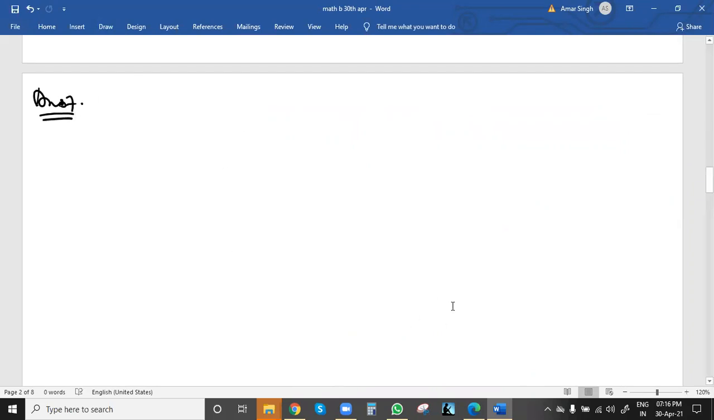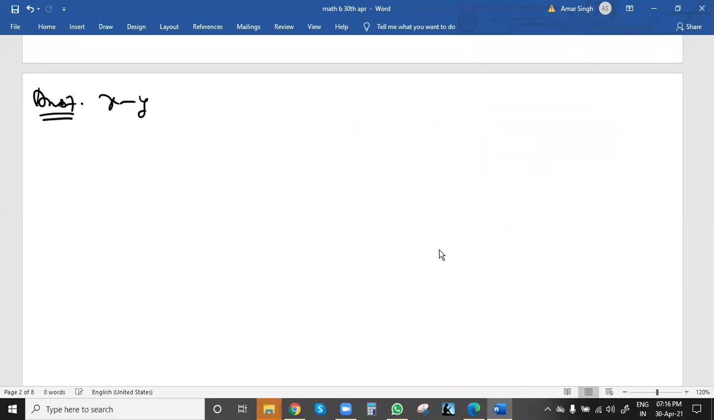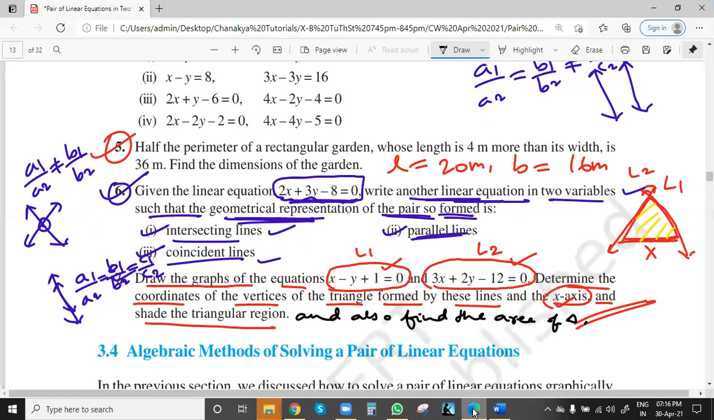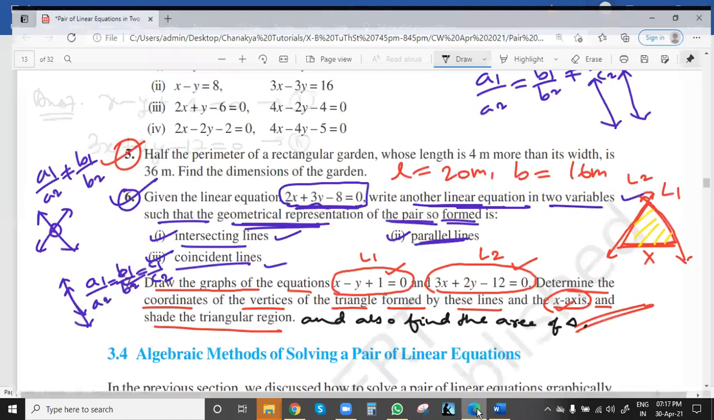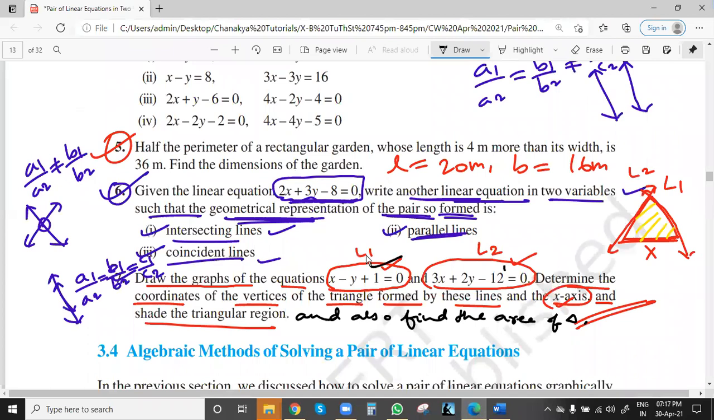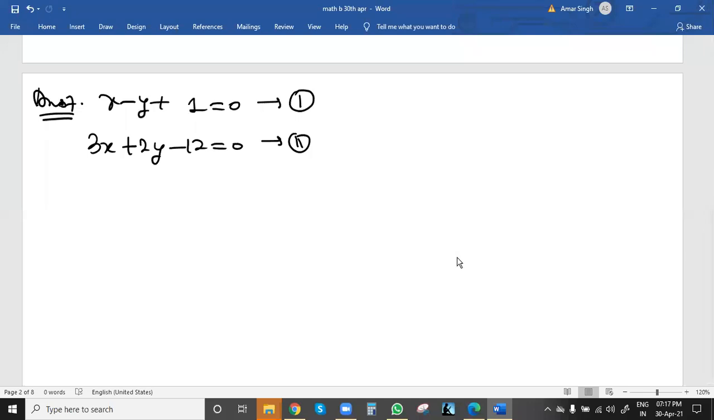The first equation is x minus y plus 1 equal to 0. And the second one is 3x plus 2y minus 12 equal to 0. So this is the first equation, no problem, and this is the second equation. We will match once again. x minus y plus 1 equal to 0, correct. And 3x plus 2y minus 12 equal to 0. Both the equations are correct.